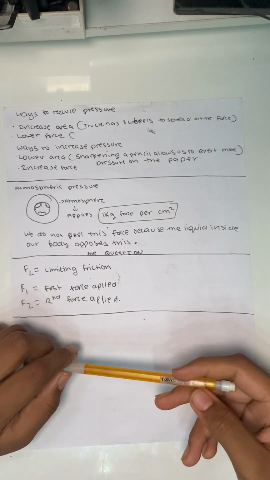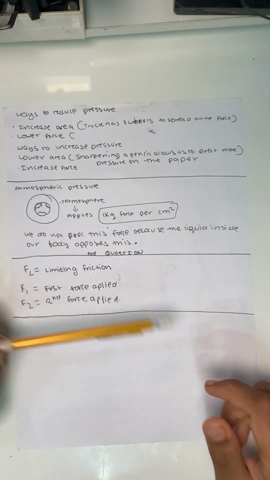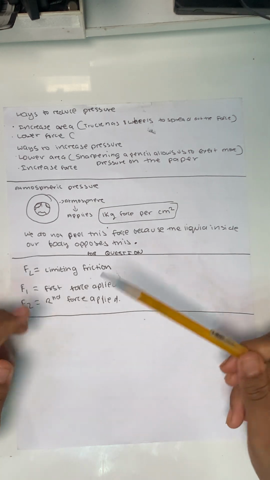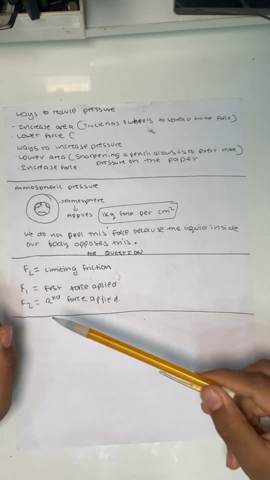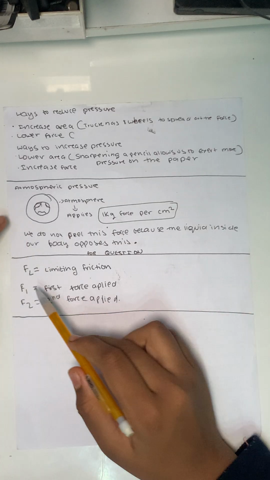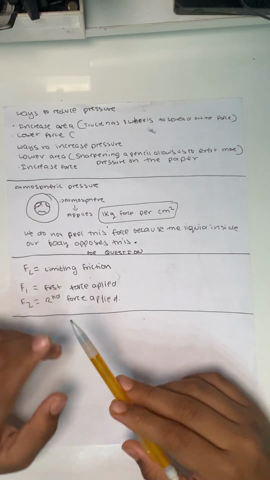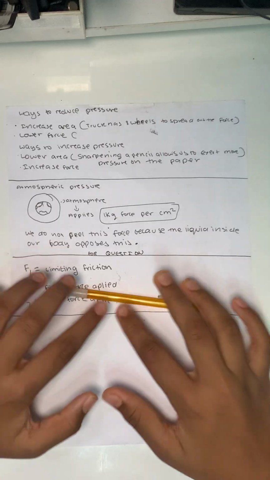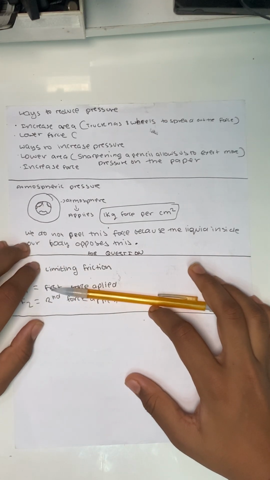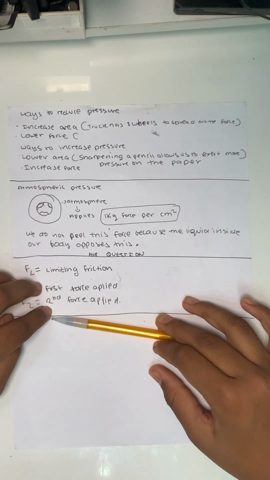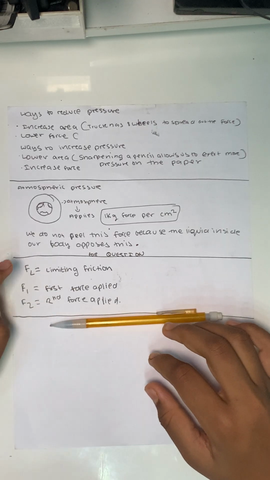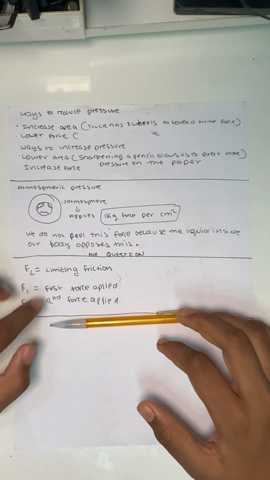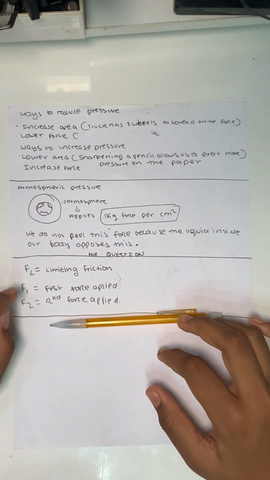For questions in your exam, there will be questions in this specific chapter, like there was a box, and F1 is the first force applied. It will be written as F and then 1 written below. If F1 was 5 newtons and the box did not move, and F2, the second force, is 10 newtons and the box moved, what is the limiting friction?